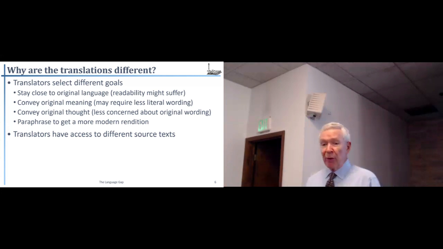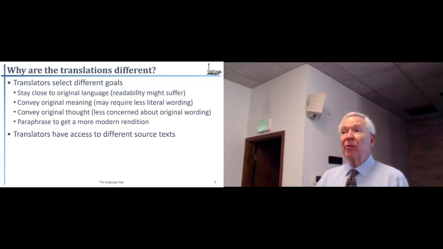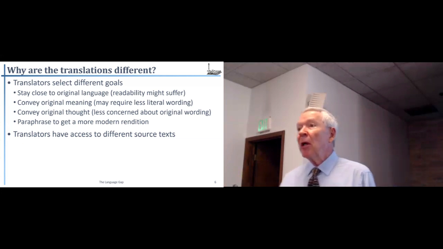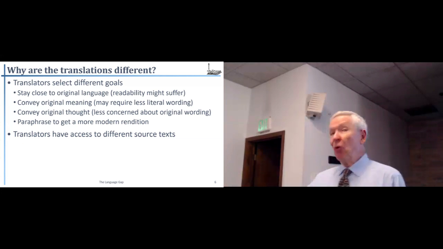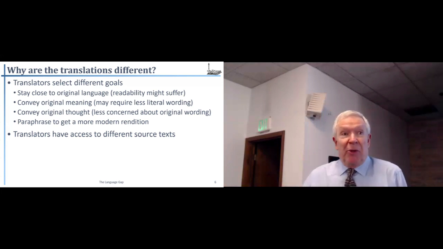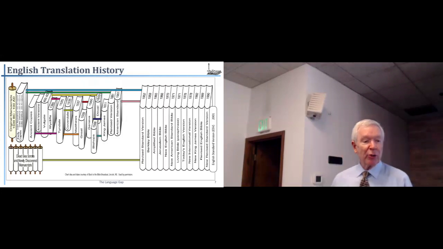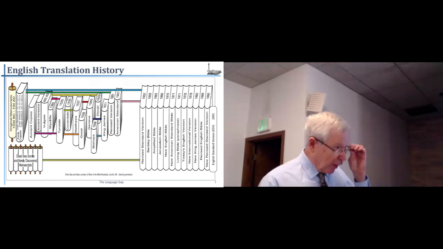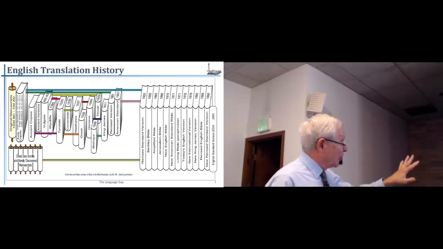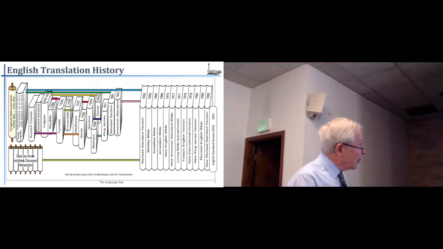Another thing that causes some differences is the translators may have access to different texts, and that has happened over time. Can you imagine, the Dead Sea Scrolls, for example, are a modern day thing? The King James translators did not have access to the Dead Sea Scrolls. They hadn't been found yet. And so as each of these translations comes along, sometimes they have other manuscripts that they have access to. So if you look at English translations, a lot of eye candy here, but I just want to point a couple of things out. Right around here, King James, that's 1611.